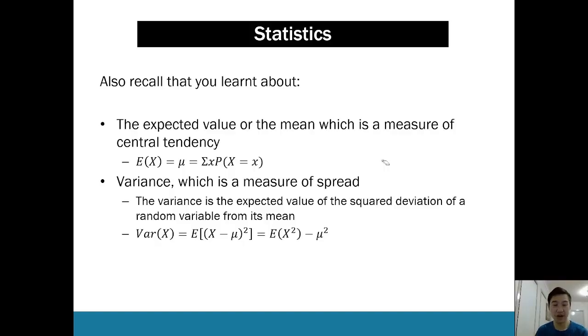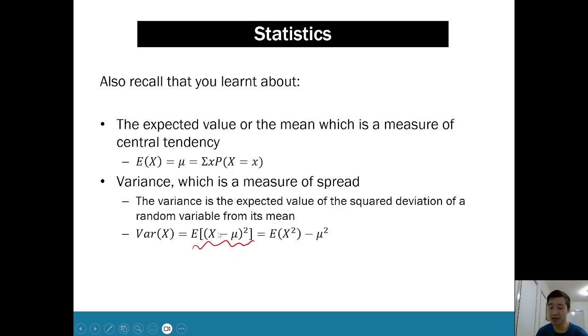You also learned about variance, which is a measure of spread, and variance is the expected value of the squared deviation of a random variable from its mean. So basically you take every value, subtract it from the mean, square that, and then calculate the average of that to get your variance. That's reflected here. This is the formal definition of variance, however, it's not always the easiest to use.